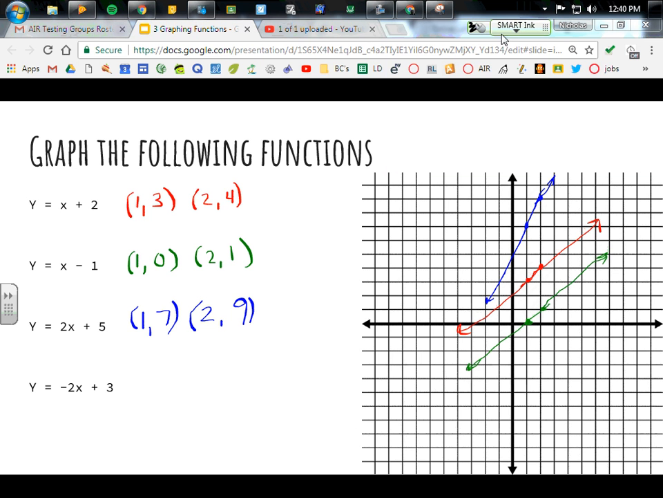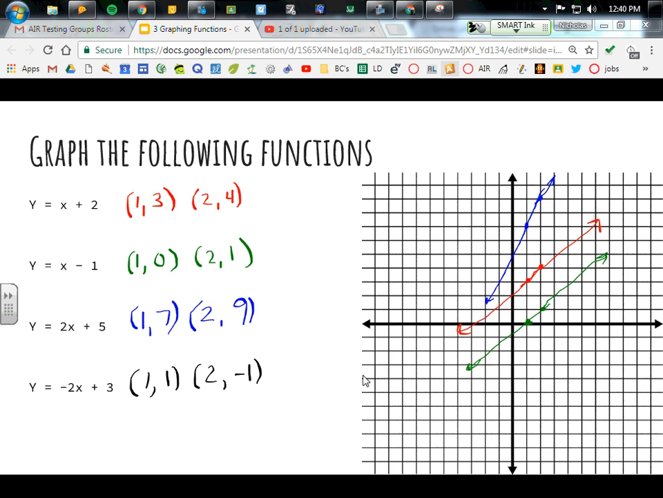We'll be done. So if our function is negative 2x plus 3, I pick 1 for x, negative 2 times 1 is negative 2, plus 3 is 1. If I pick 2, negative 2 times 2 is negative 4, plus 3 is negative 1.